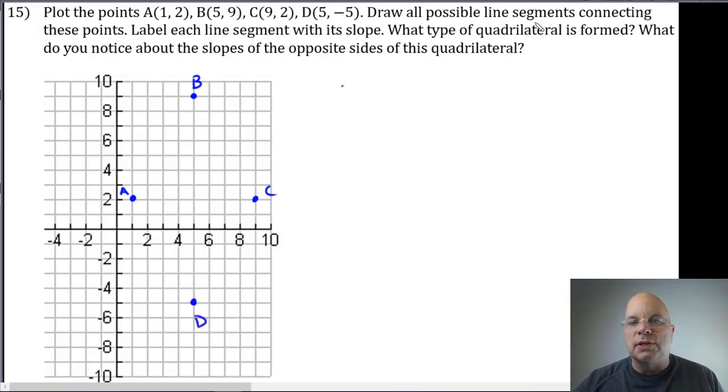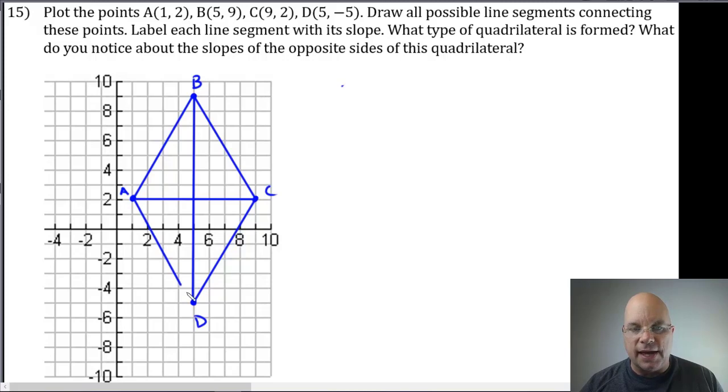Draw all possible line segments connecting these points. I could have a line going from here to here, from A to C. I could have a line segment from B to D. I could have a line segment from A to B, one from B to C, one connecting C and D. Then I can also have a line segment connecting A and D.